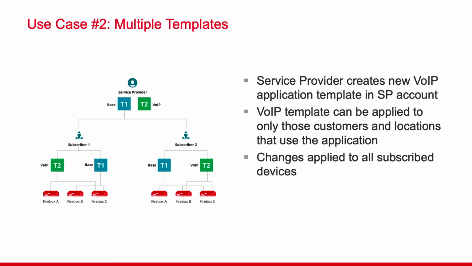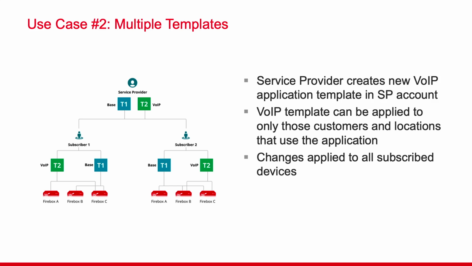The second use case is an application-specific template. Again, the service provider has a global configuration that they apply to all devices. But in this case, some customers have a new application like a voice-over IP system. The service provider wants to manage voice-over IP settings in one place and apply to only some devices or customers. If a customer is not running that VoIP application, they don't need the specific firewall rules that open some of the ports and some of the application FQDNs it needs.